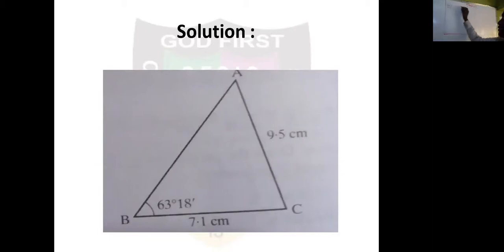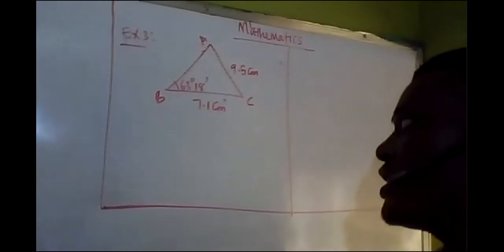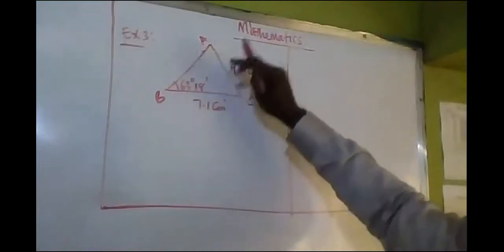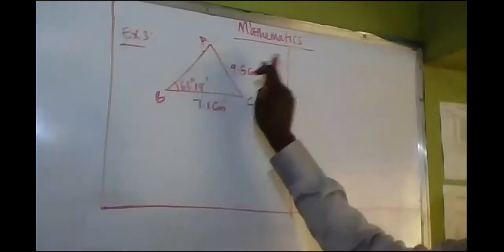Example 3. So this is the diagram. 63 degrees, 18 minutes, 9.5 centimeter. This is A, B, C, 7.1 centimeter. So in this particular question, the only thing complete there is, let me stop the sharing. Okay, in this particular question, the only thing complete there is this and this. That's B. B is the only complete one.